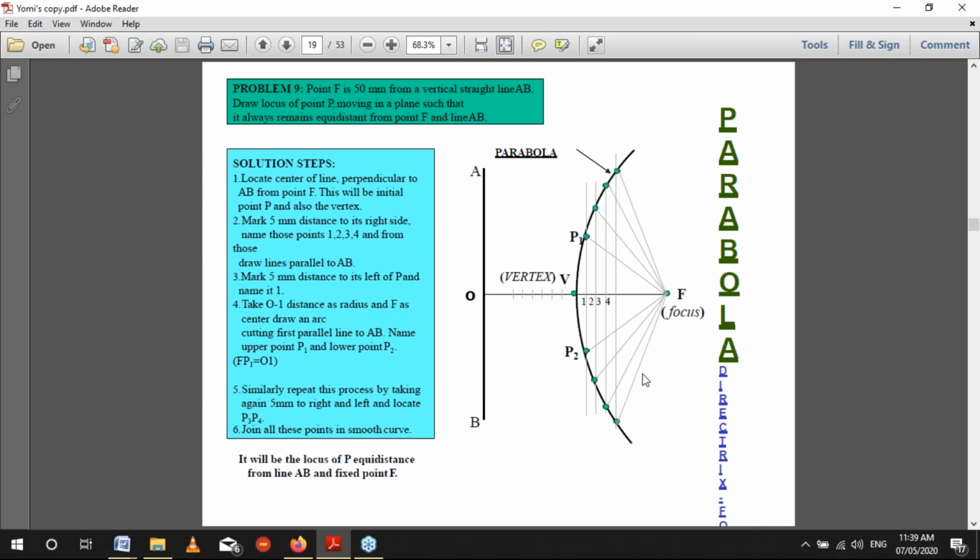So we could see the focus, directrix or eccentricity method for generating a hyperbola.